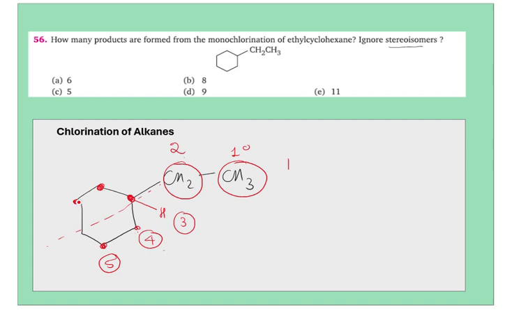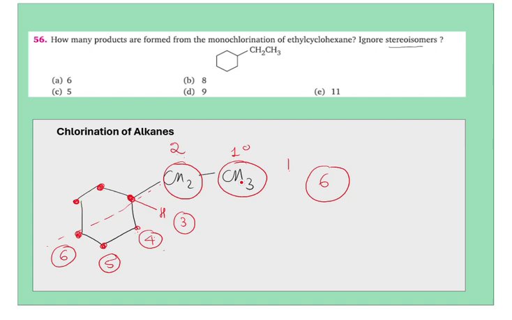Remove hydrogen and replace it with chlorine. Same as here. Can we remove from here? Yes, we can remove from here as well. Therefore, how many products are we going to get here? We are going to get 1, 2, 3, 4, 5, 6. 6 monochloro products will be formed in the reaction.